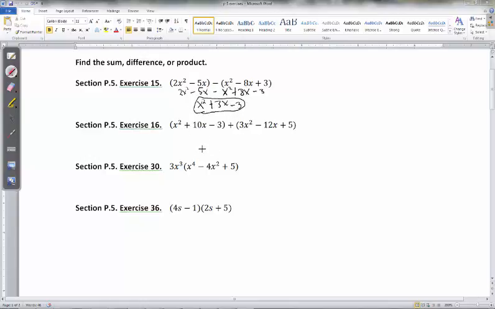Here, even simpler. There's no minus, so you don't have to distribute the minus through the parentheses. Just drop the parentheses and add. So I'm just going to ignore the parentheses and combine like terms. So x squared and 3x squared gets you 4x squared. 10x minus 12x would give me minus 2x. And negative 3 plus 5, yeah, it'd be positive 2.